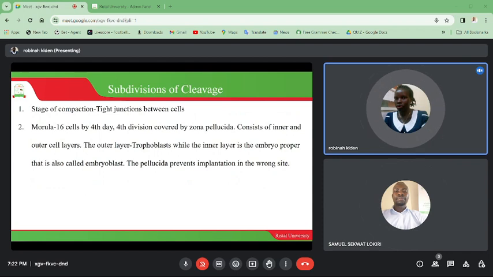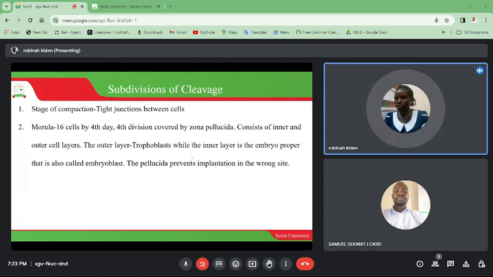Subdivisions of cleavage. So, at first there's a stage of compaction. Then after that there are tight junctions that form between the cells. Then from that it keeps on dividing, like we have seen in the picture, until they reach around 16 or more cells. That is normally reached at around the fourth stage. So the fourth division is covered by the zona pellucida, and this consists of inner and outer cell layers.